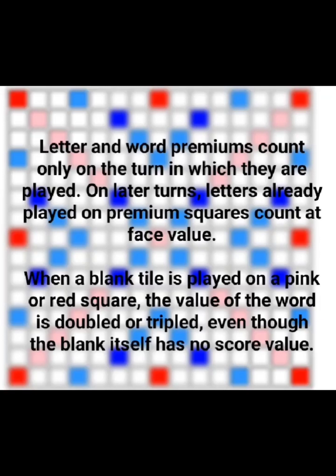When a blank tile is played on a pink or red square, the value of the word is doubled or tripled, though the blank itself has no score value.